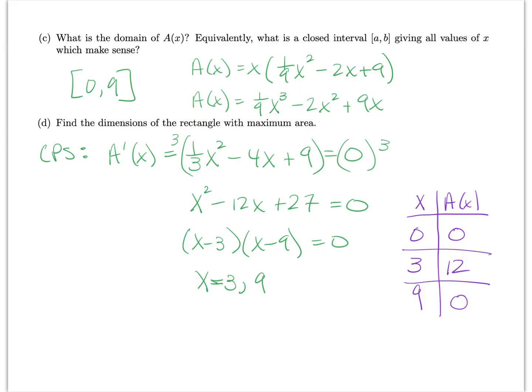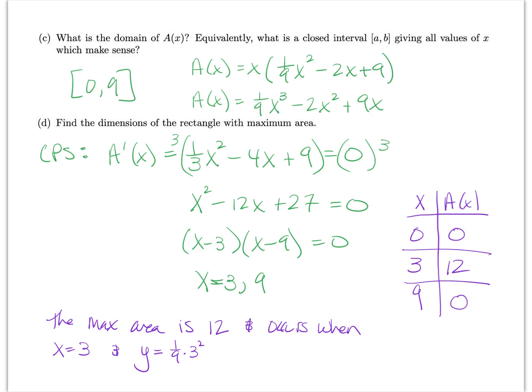To summarize, we say that the max area is 12 and occurs when x equals 3 and y equals 1/9 times 3 squared minus 2 times 3 plus 9, which is 4.